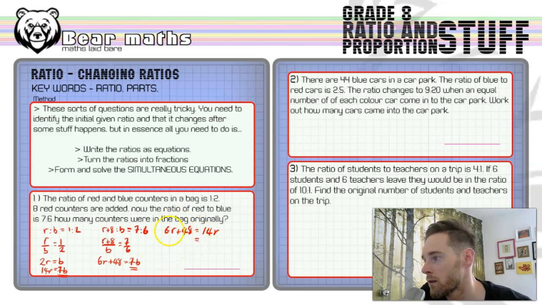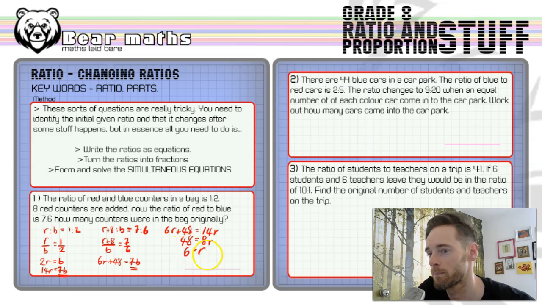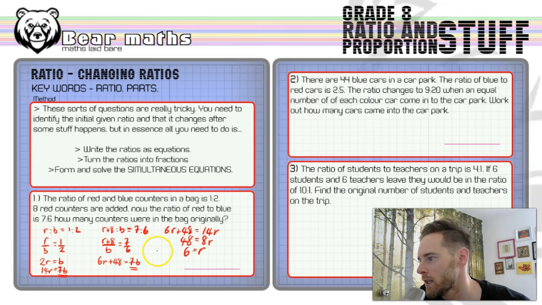So 6R taken away from 14R is 8R. That equals 48. And then I'm going to divide both sides by 8. That gives me R equals 6. If R is 6, that's lovely, we know that, but we wanted to know how many counters there were in the bag originally. So if the original ratio was 1 to 2 for R to B, which it is, then we need to get to 6. So we can see that 1 times by 6 to get 6, so we times 2 by 6 to get 12, and then we add those parts together to get 18 counters.